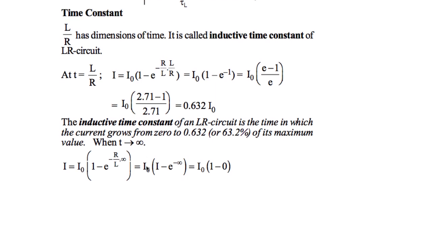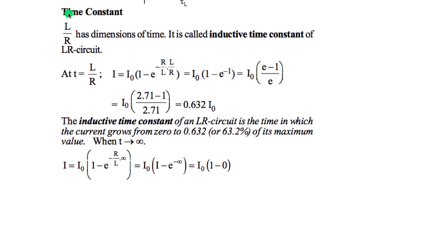Next is the time constant. What is the time constant? We know that L divided by R has the same dimension as time. Hence we can term the ratio L by R a time. This is called the inductive time constant of the LR circuit. Here L is a constant quantity and R is a constant quantity. If we take the ratio, we get one constant, the inductive time constant of the LR circuit, at a time t equal to L divided by R.